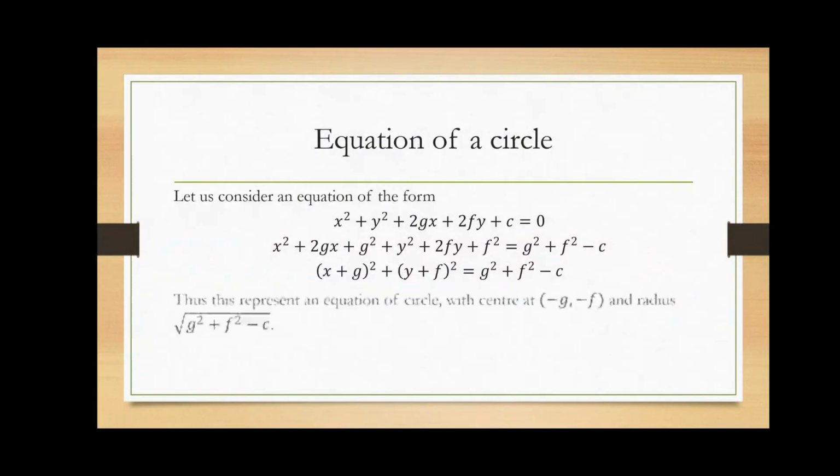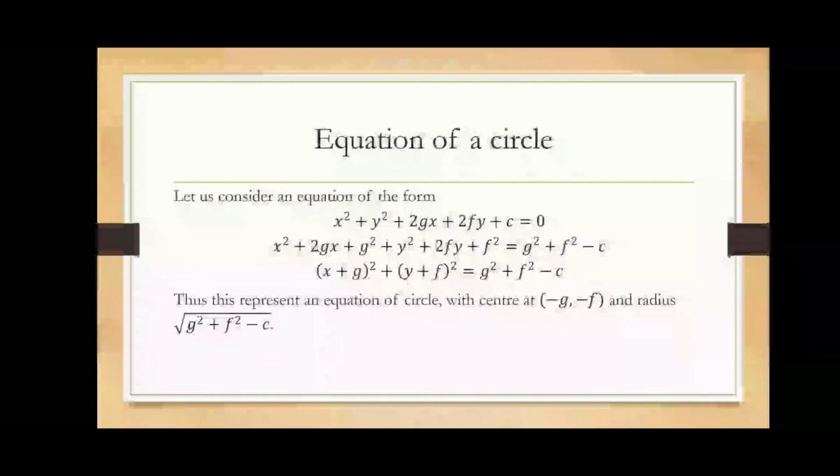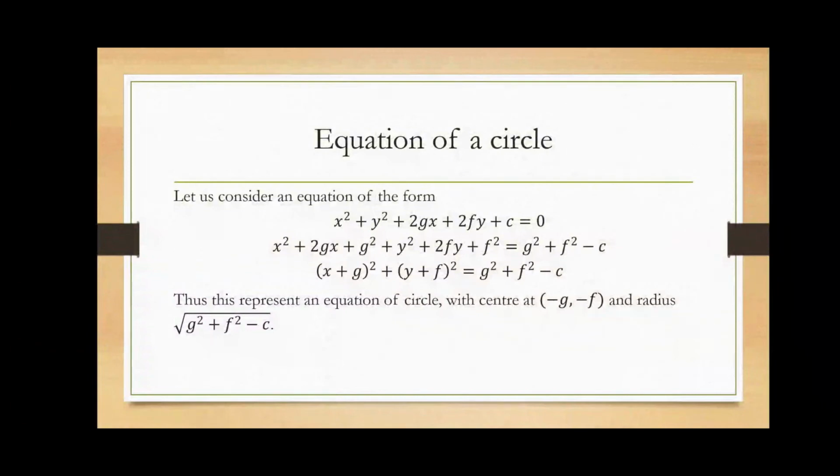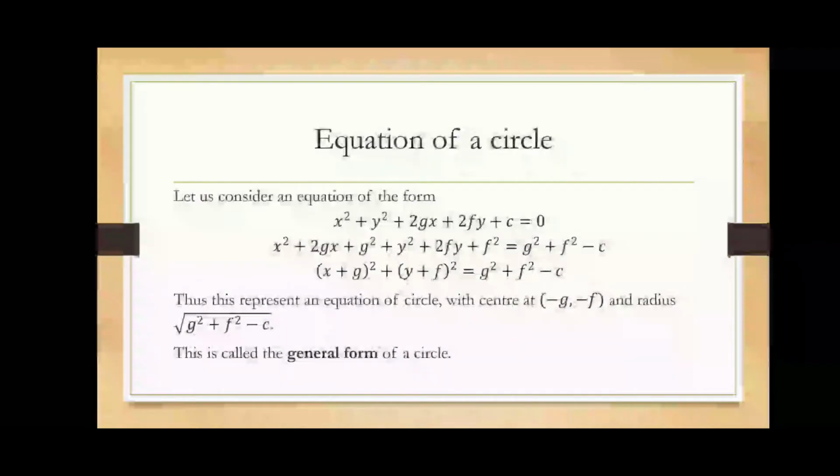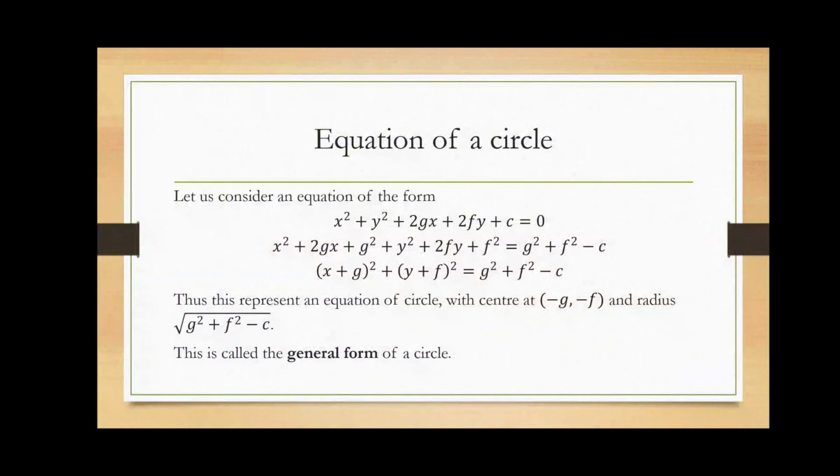Now, it is pretty easy to see that the circle in this form has got the center at minus g comma minus f, and also the radius is root over g square plus f square minus c. Fine. And now from here we can deduce another important thing, that is the equation of a concentric circle.